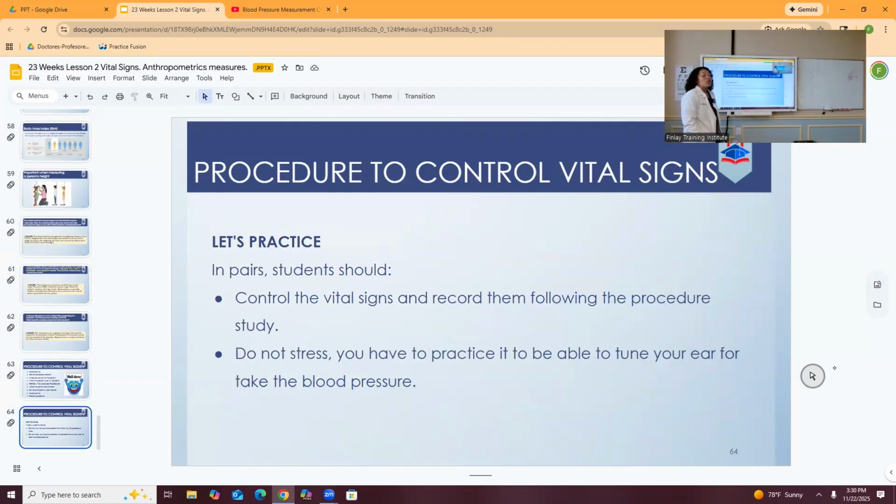Okay, so let's go practice. Make sure that you can identify the radial artery to take the heart rate. Make sure that you can identify the brachial artery to take the blood pressure. Make sure that you are listening correctly and you are positioning the stethoscope and the earpieces in the right position, so you can hear better. The more that you practice, the better that you will educate your ears so you can identify all the Korotkoff sounds.